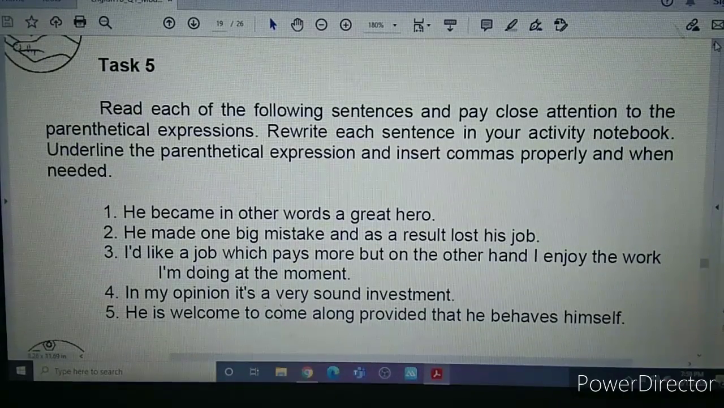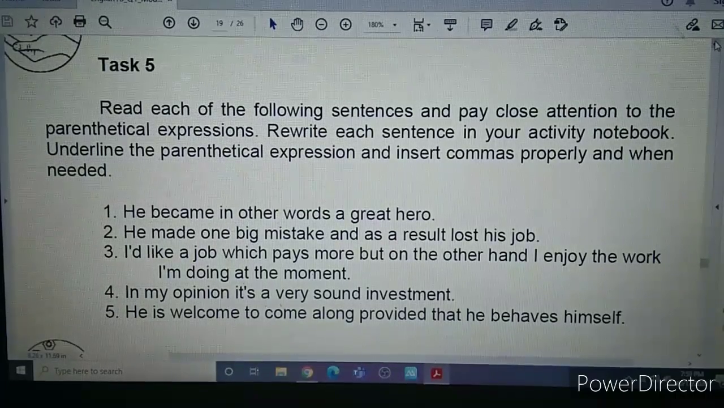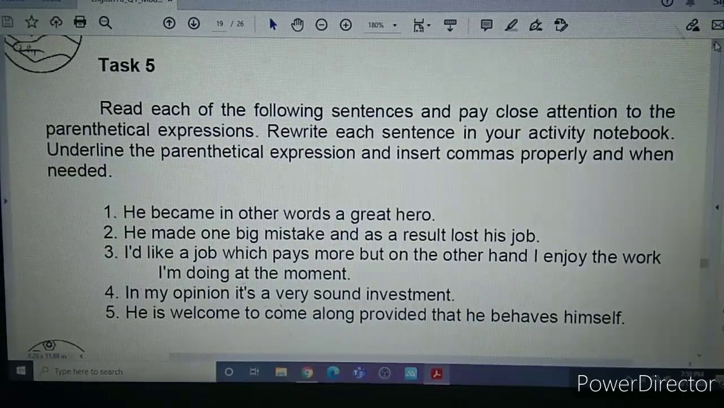So again, you are going to rewrite the sentence. So this is now the correct answer. He became, comma, in other words, underline that, comma, then a great hero. So that's the correct answer for number 1.